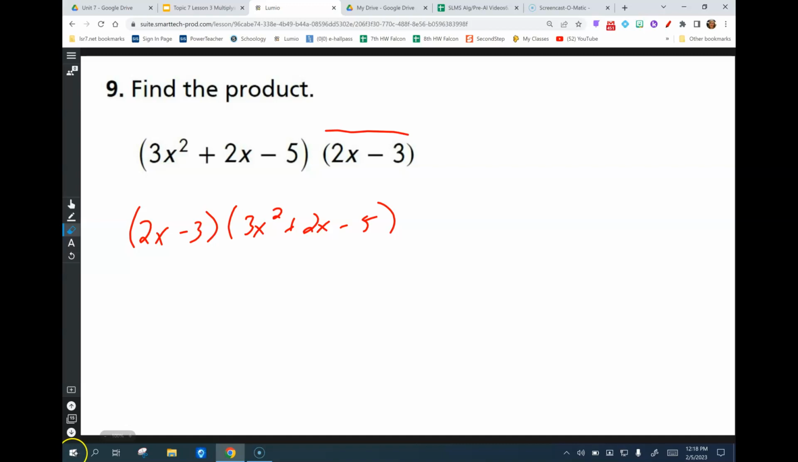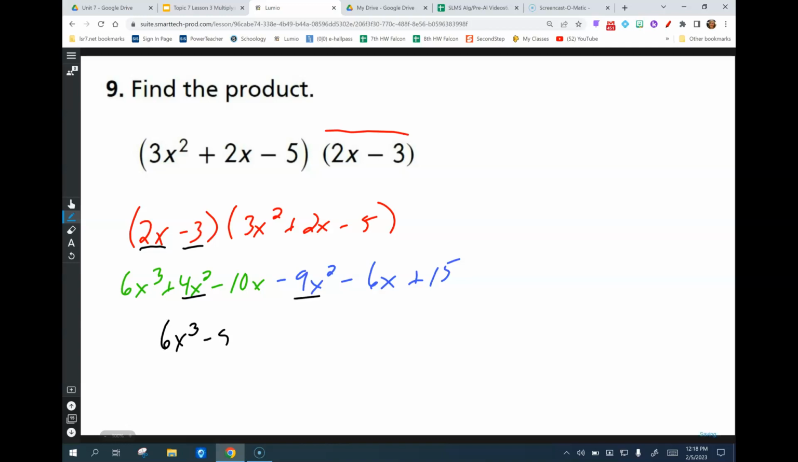Go. So I originally multiplied 2x times everything, and that is what you see in green. Then I multiplied negative 3 times everything, and that is what you see in blue. Now we combine like terms: 6x cubed minus 5x squared minus 16x plus 15. Great. One more.